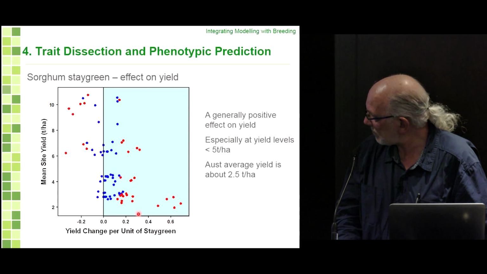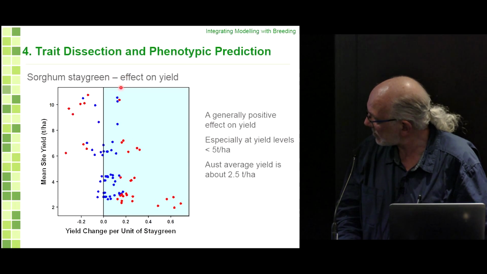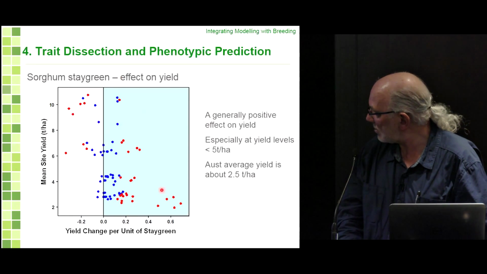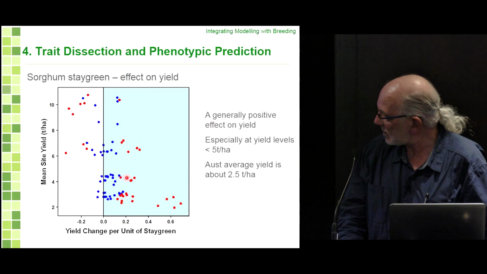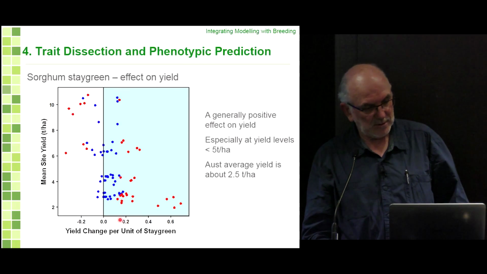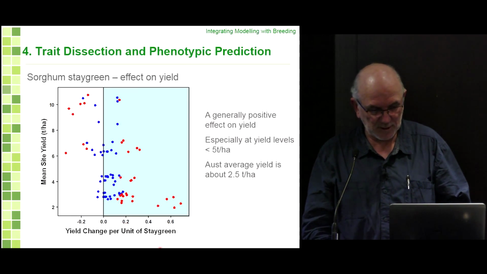Here you've got high yield change per unit of stay green, and at yields below about 5 tonnes per hectare, you've got generally positive effects. Up here, you've got not much. It's a bit all over the place. Some significant ones, but significantly negative as well as significantly positive. And so, as I put here, mostly we're operating down here, but there are a number of locations and environments where we do get yields of this order. So you can see that immediately this effect of the environment can overwhelm this.